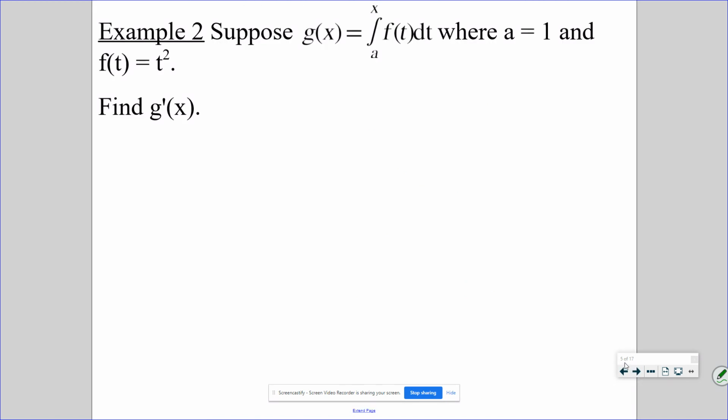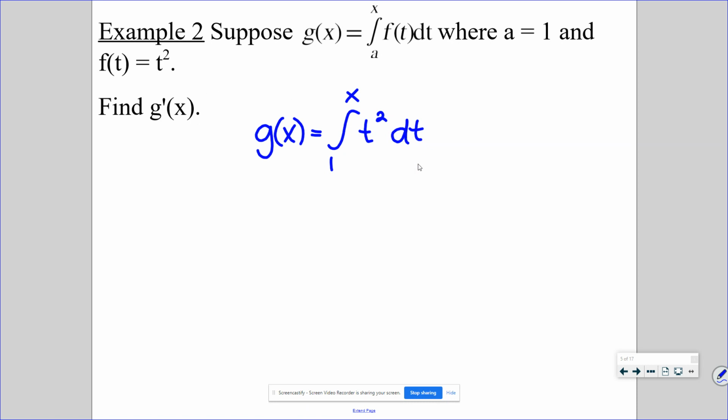Let me show you the fundamental theorem of calculus in a little bit more of an abstract way. So, suppose G of X, some function, is equal to the antiderivative from a to x, where a is 1. Okay, so let's make that change. Let's make a into a 1. And f of t is t squared, so that would go here. Okay. Find G prime of X.